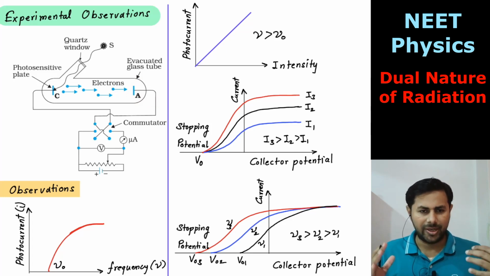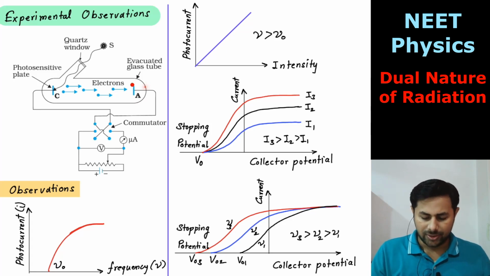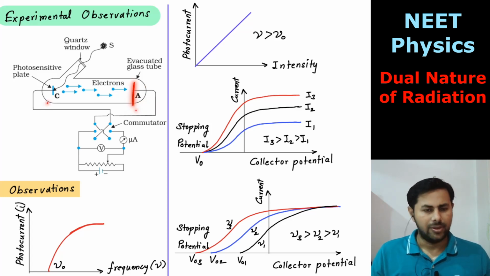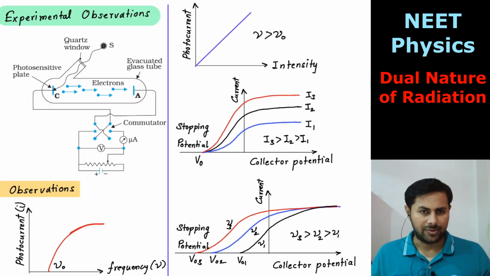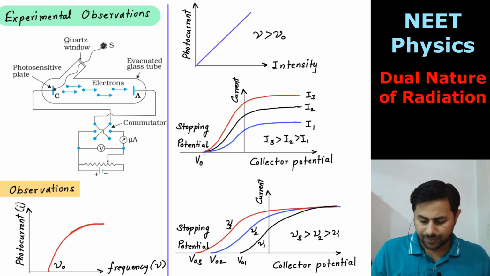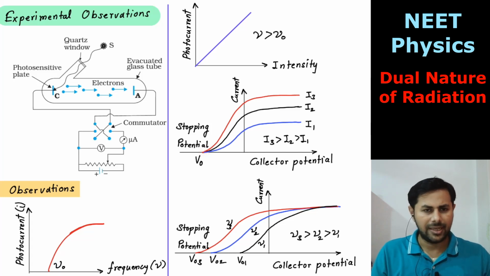So there will be some point where the electrons will stop. That means at some value of the negative potential difference applied to this anode with respect to cathode, the electrons will stop. That is known as the stopping potential, right? So electrons stop at the stopping potential.